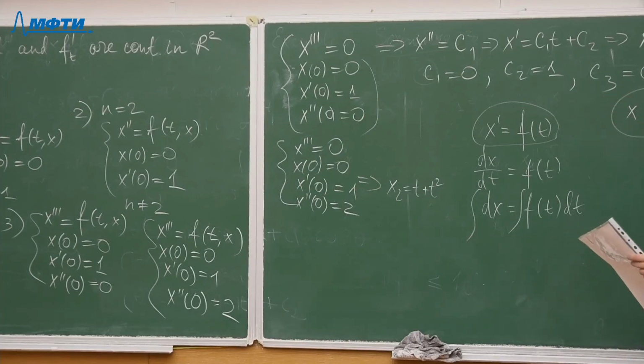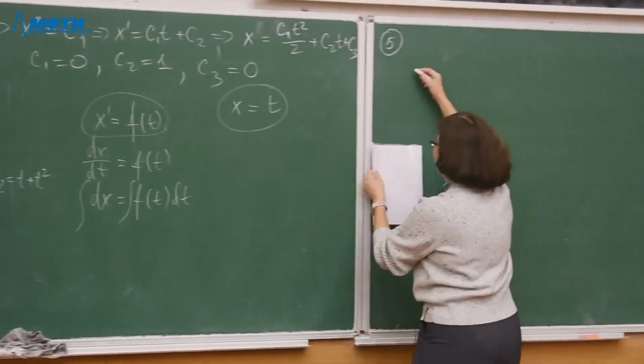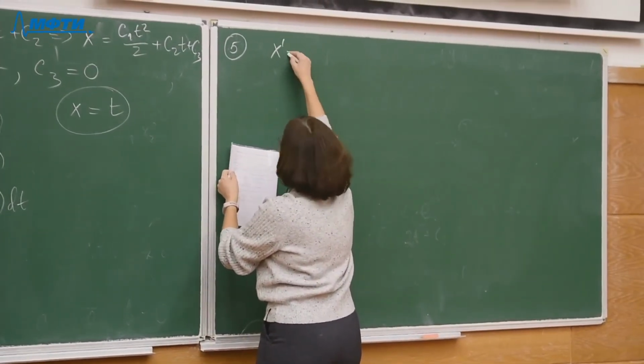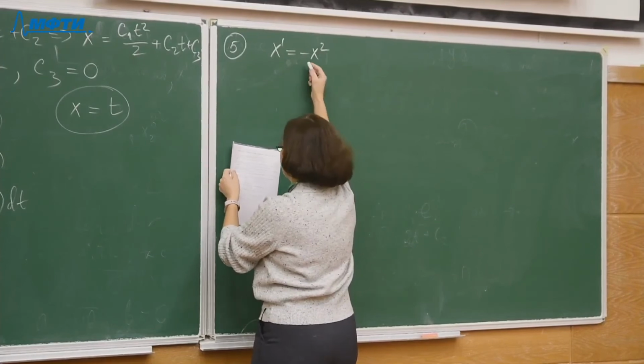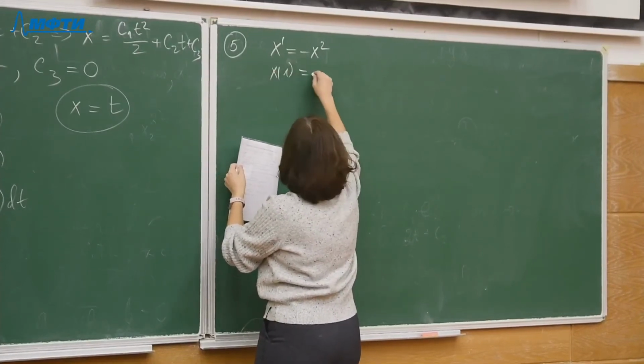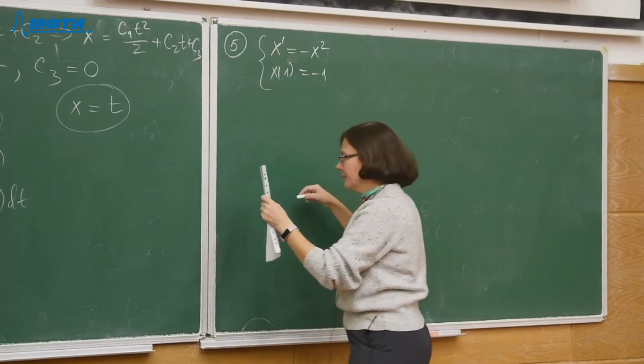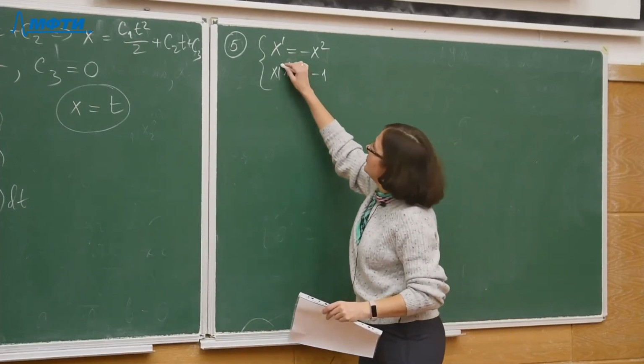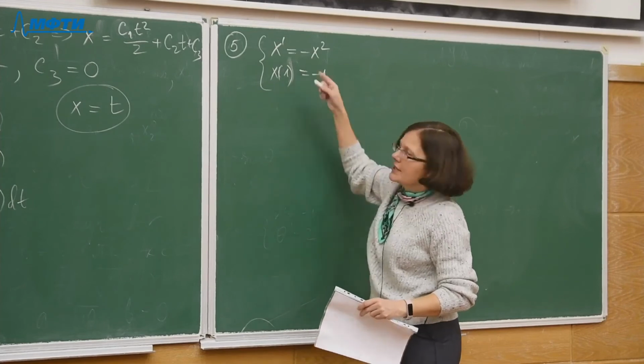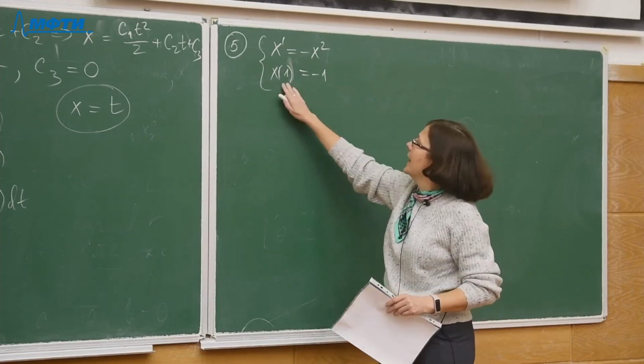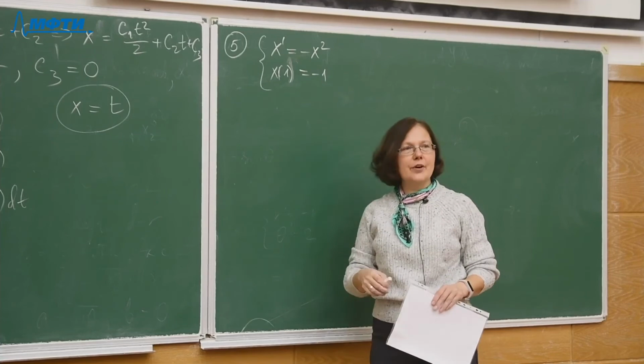Now let's discuss the maximal interval. This one we can do. So the maximal interval, task number 5. Let's consider the initial value problem of this form: x prime equals minus x squared, x of 1 equals negative 1. This equation can be solved. We can find the solution and find the maximal interval.